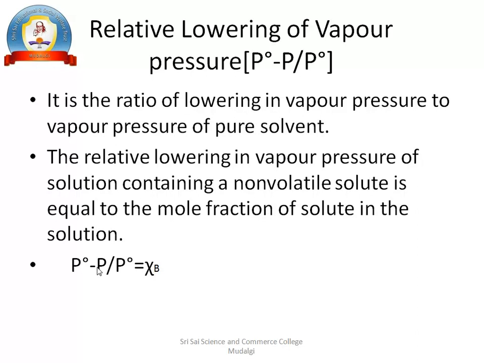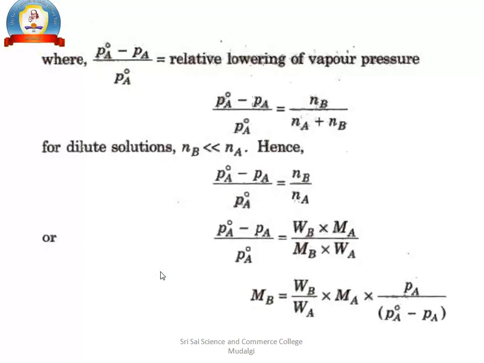P naught minus P, the whole divided by P naught, is said to be what? Relative lowering of vapor pressure. Now this will always be equal to what? Mole fraction of the component B. B refers to solute and A refers to solvent. Now we are going to derive one of the important formulas related to relative lowering of pressure: how to calculate the molar mass of the solute, right? In the examination you don't have the derivation, but the formula is a very important one.